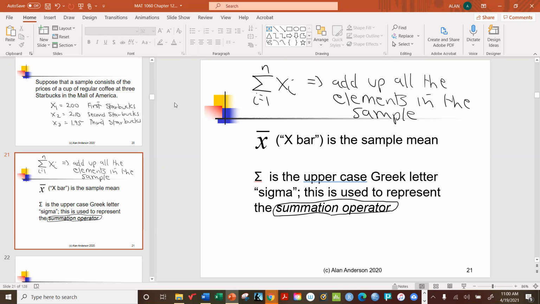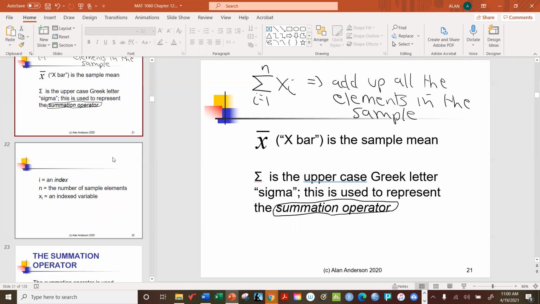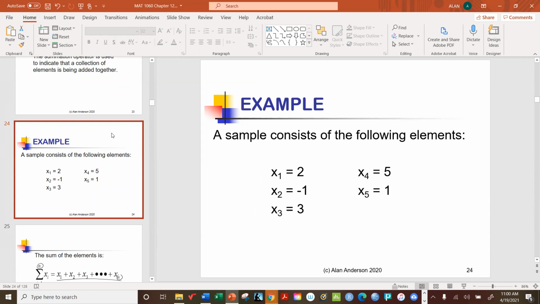All right. So with that being set up, now let me just show you. Now the summation operator is actually a little bit more complex than it appears at first glance. So given, let's say we had the following elements in a sample. Those are the 5. Now imagine that these are temperatures in Celsius.